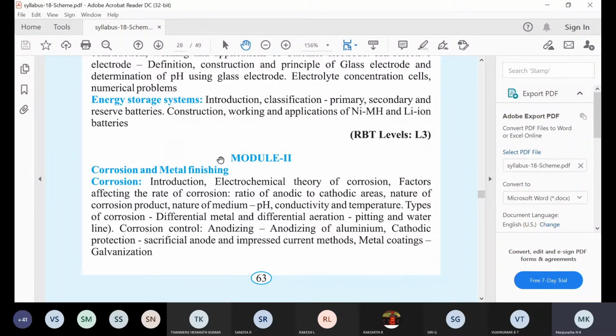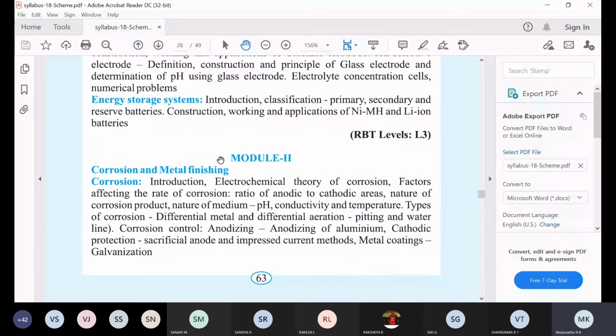So this is the second module. First one is corrosion. In this we are going to study two types of corrosion, dry corrosion and wet corrosion. Next one is factors affecting rate of corrosion. Sometimes the metal undergoes corrosion very fast, sometimes very slowly. That is because of some factors.